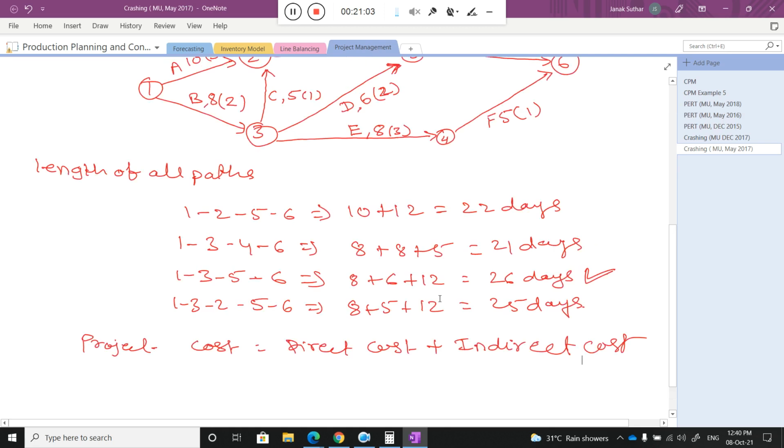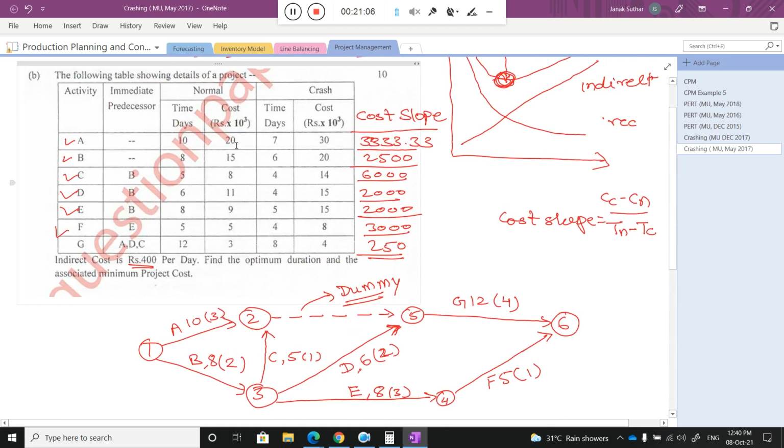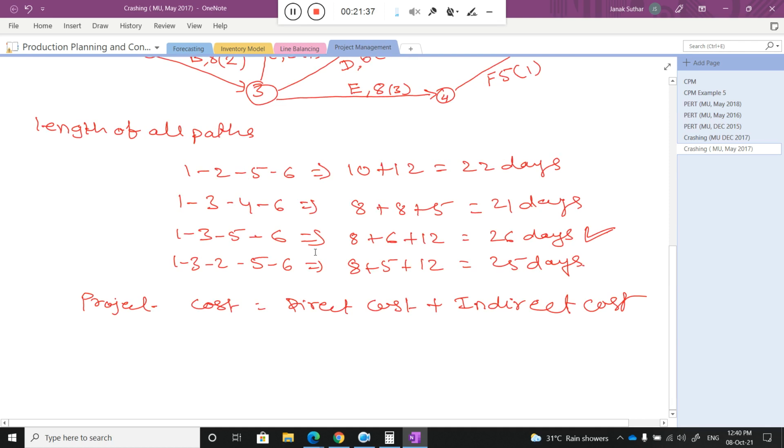Now I go for the direct cost. Can you quickly calculate what the direct cost is? You need to add all these normal costs. Can you quickly add all these? 20 plus 15 is equal to 35, 35 plus 8, 42... 71,000, right? 71,000, okay, and it is actually in thousands, 10 raised to 3. So now the direct cost is 71,000.